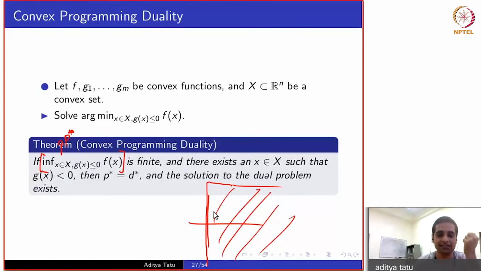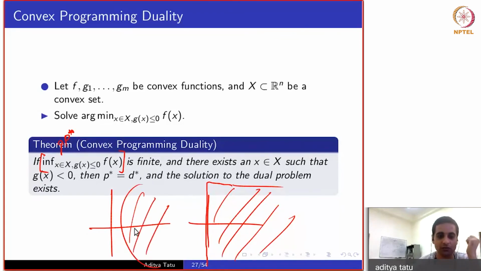Okay, in that case, you can see the smallest y coordinate on the y-axis is negative infinity. Or I can take another set like this. There is no intersection at all with the y-axis. So this infimum does not exist, or is positive infinite. As far as this P star is finite and that there exists an X such that Gx is strictly negative. Why?